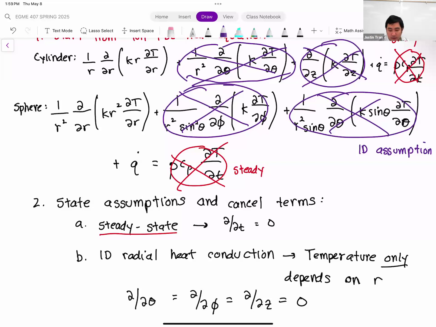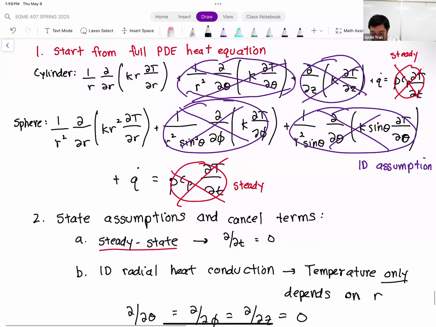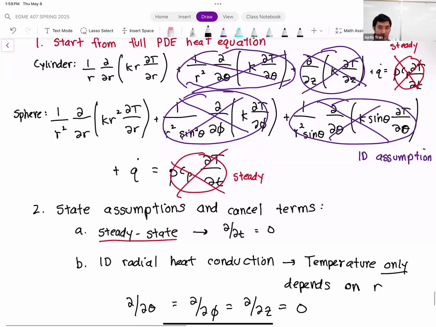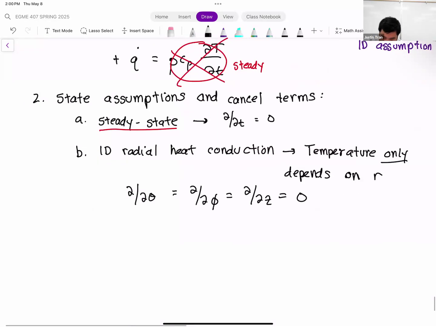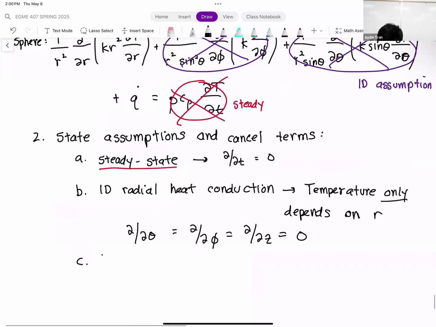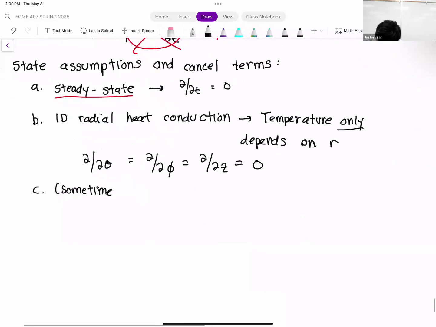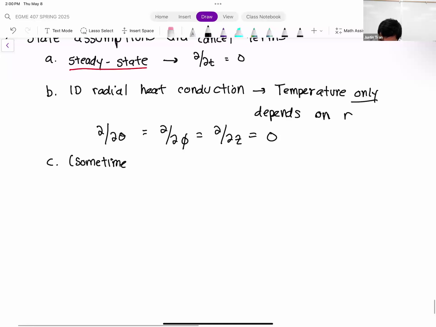Okay, so that's going to simplify things quite a bit for us. So assumption A, assumption B, you're going to assume those basically for every single problem. And so it'll be good just to list those out. Assumption C here is something that we only assume some of the time. Assumption C here is based on the thermal generation.